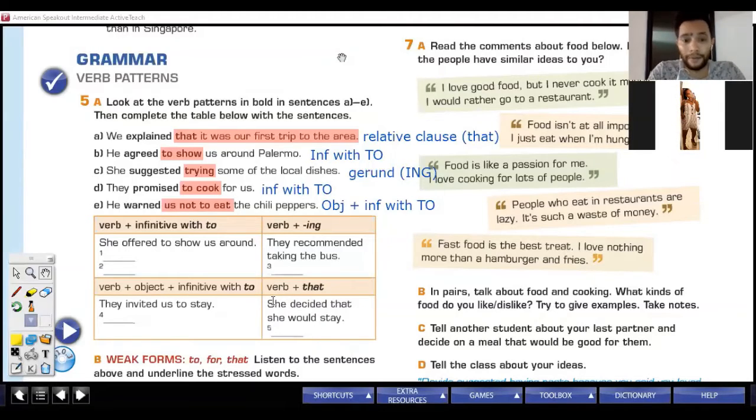And lastly, we got here verb plus that, or in other words, verb plus a clause beginning with that, right? She decided that she would stay. Now, in this kind of pattern, we can sometimes omit that if you want to, right? She decided she would stay. It's also possible. But then, having spoken about this, let's go to the group of verbs.